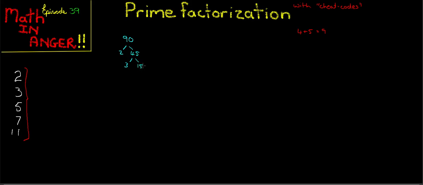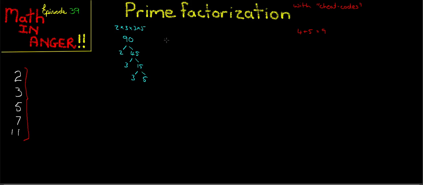And now a lot of people, when they see something that ends in 5 or 0, want to immediately try and use 5. It's not wrong, but I really encourage you guys to use the smallest prime number you can first. So here again, I'm going to use 3, and that gives me 5. This is just easier to read. Now I know the prime factorization of 90 is 2 times 3 times 3 times 5.